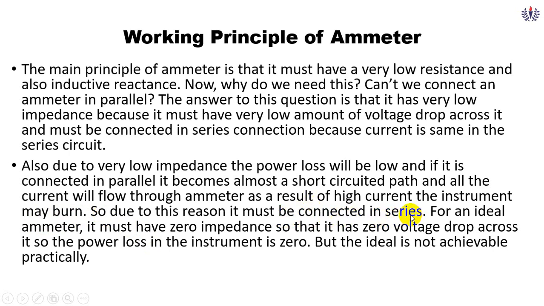So once again we repeat, it has very low resistance and very low impedance. If it is connected in parallel, it is similar to short circuiting phase and neutral, or plus and minus. So what will happen? A dead short circuit will happen, and the instrument will get damaged. So we have to connect it in series. For ideal conditions, the ammeter should have zero impedance, that is, there should be no opposing force at all. But practically it is not achievable because some power loss will be there in the instrument.